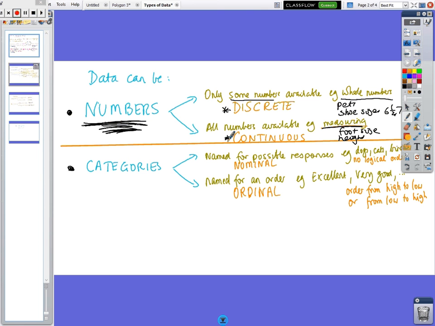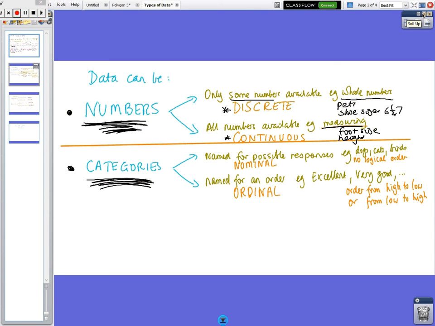And the other type of data is collecting words, and words we call categories. So for instance, if there's a possible response that people could make, like if you're measuring people's animals at home, dogs, cats and birds, there's no logical order on what you put them in. So these are called nominal, okay, nominal.